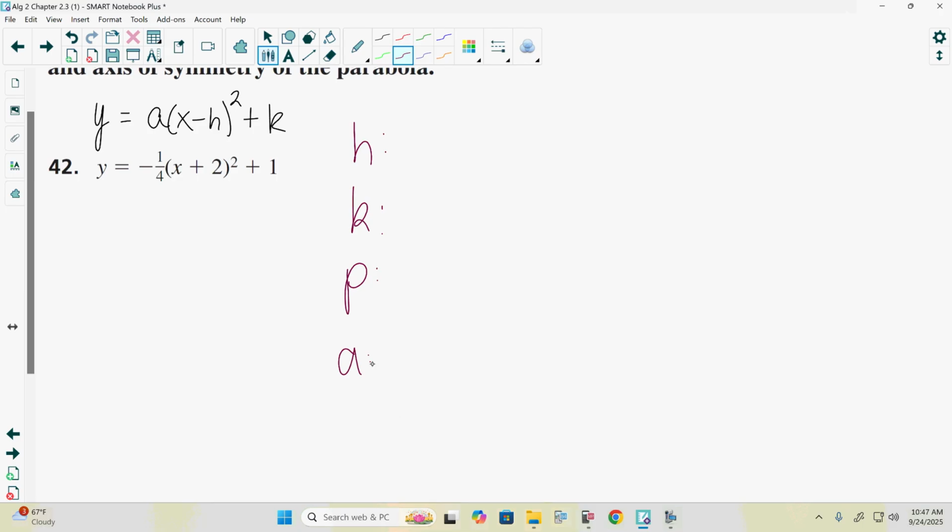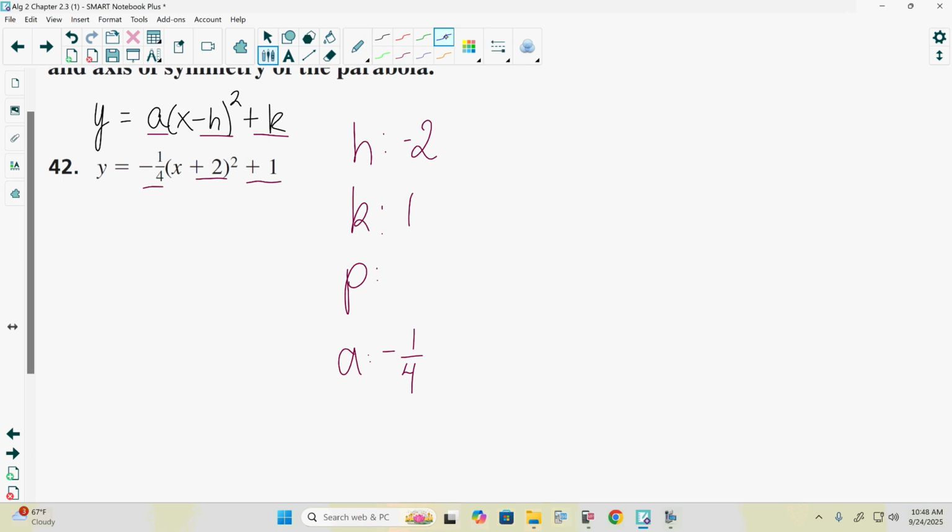Now, just from the equation, we know that the value of k is 1. And it would be positive because it's plus 1, plus k, so it would be positive 1. H, for this one here, is inside the equation, so the number would be 2. But would it be positive or negative 2? Negative, because the only way we can go from x minus h to x plus 2 is if the value of h is negative. So we have negative 2. At this point, we don't know what p is yet, but it does tell us what the value of a is. A is negative 1/4.